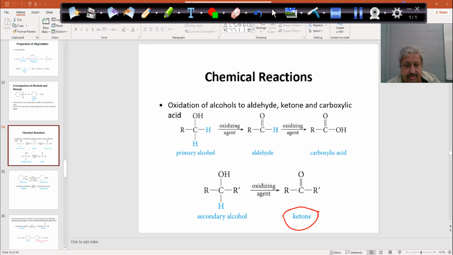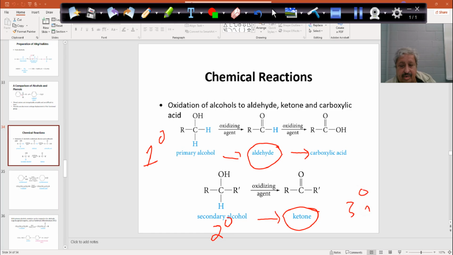Secondary will give you a ketone. That's a secondary alcohol. Primary alcohol gives you first an aldehyde. Aldehyde, you go to carboxylic acid. This one gives a ketone. Tertiary alcohol, the answer is no reaction.